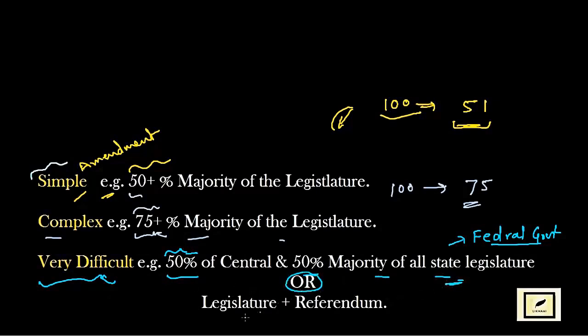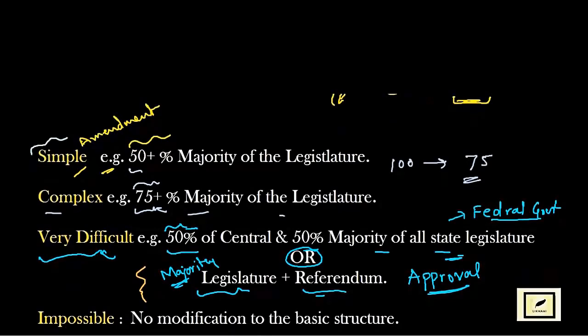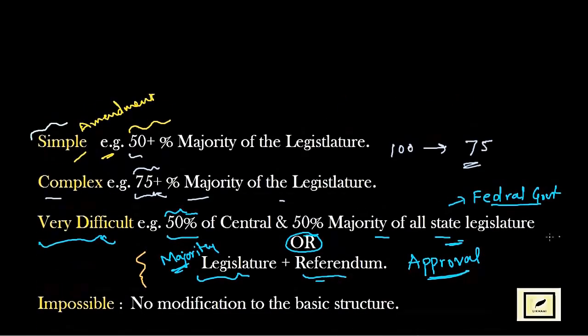Or there also could be a case where the legislature and the referendum both are required. That is, the majority of the legislature that they want to change a particular law, and also a majority by the public. That is, the approval by the general public is also required. Even that would be a case of a very difficult kind of amendment in the constitution, because you require a huge public to change this.